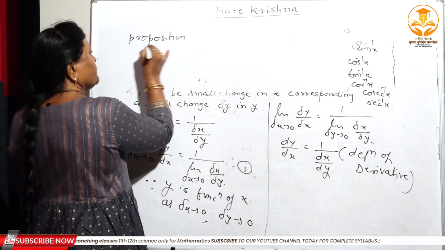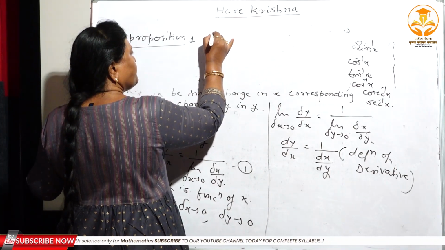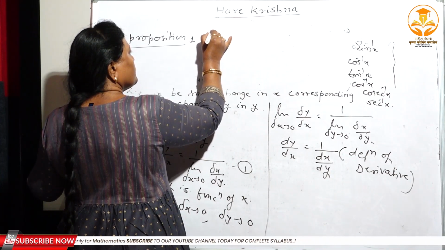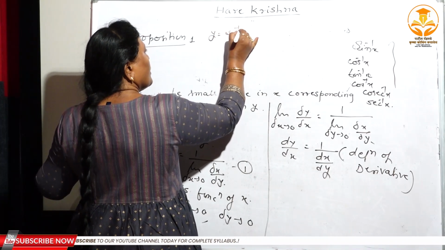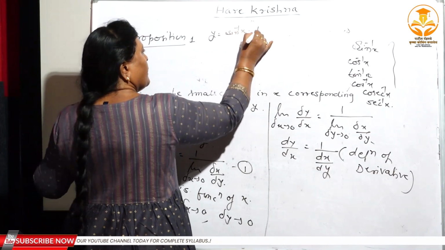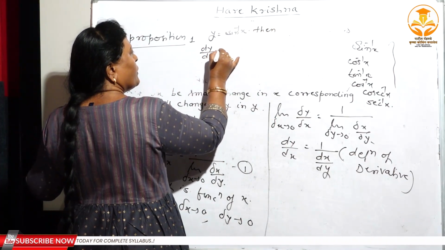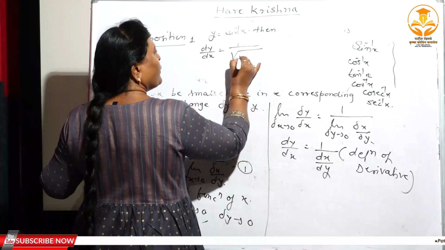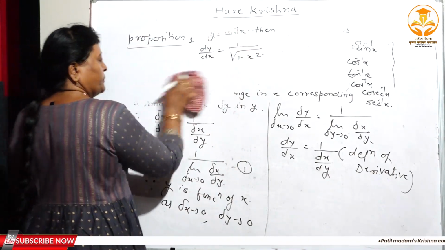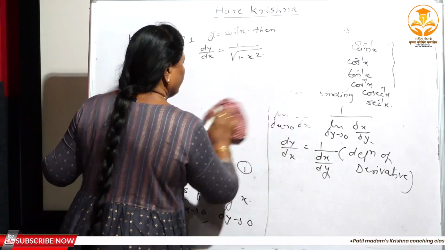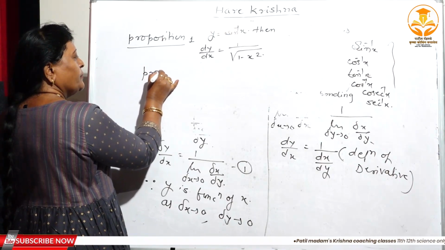Proposition 1. First proposition: if y is equal to sine inverse of x, then prove that dy by dx is equal to 1 upon root of 1 minus x square, isn't it? Now see here, proof of this theorem, proof of this proposition.